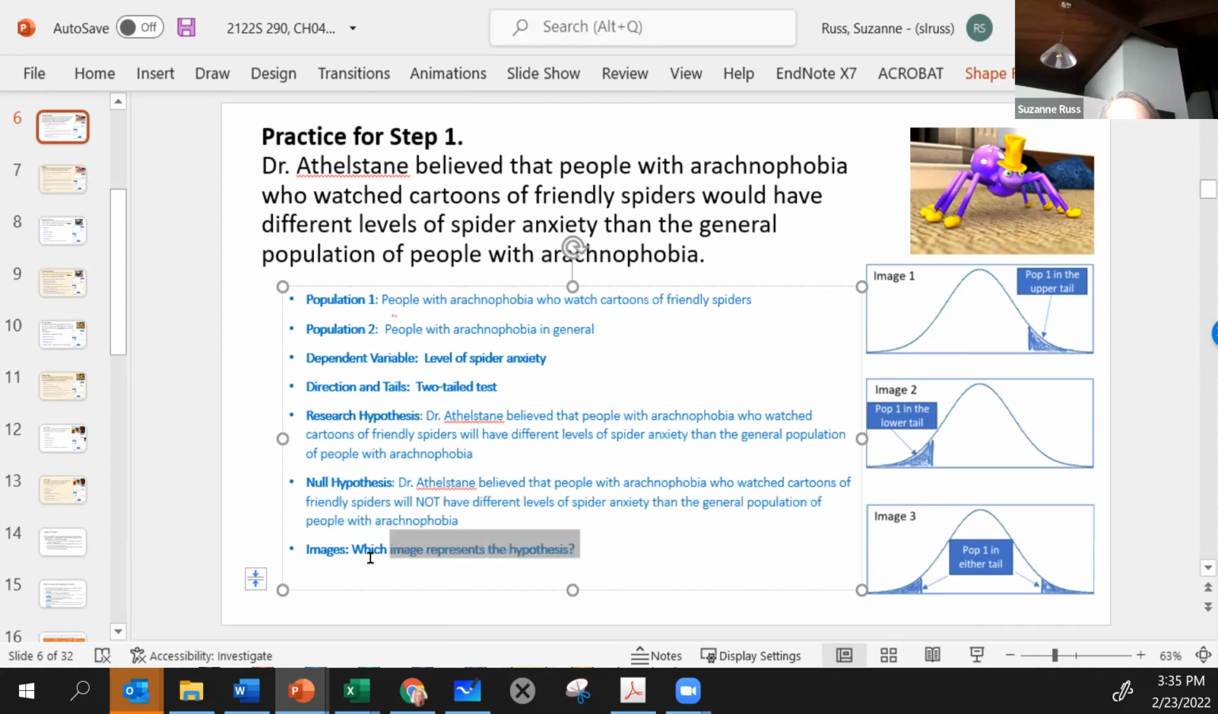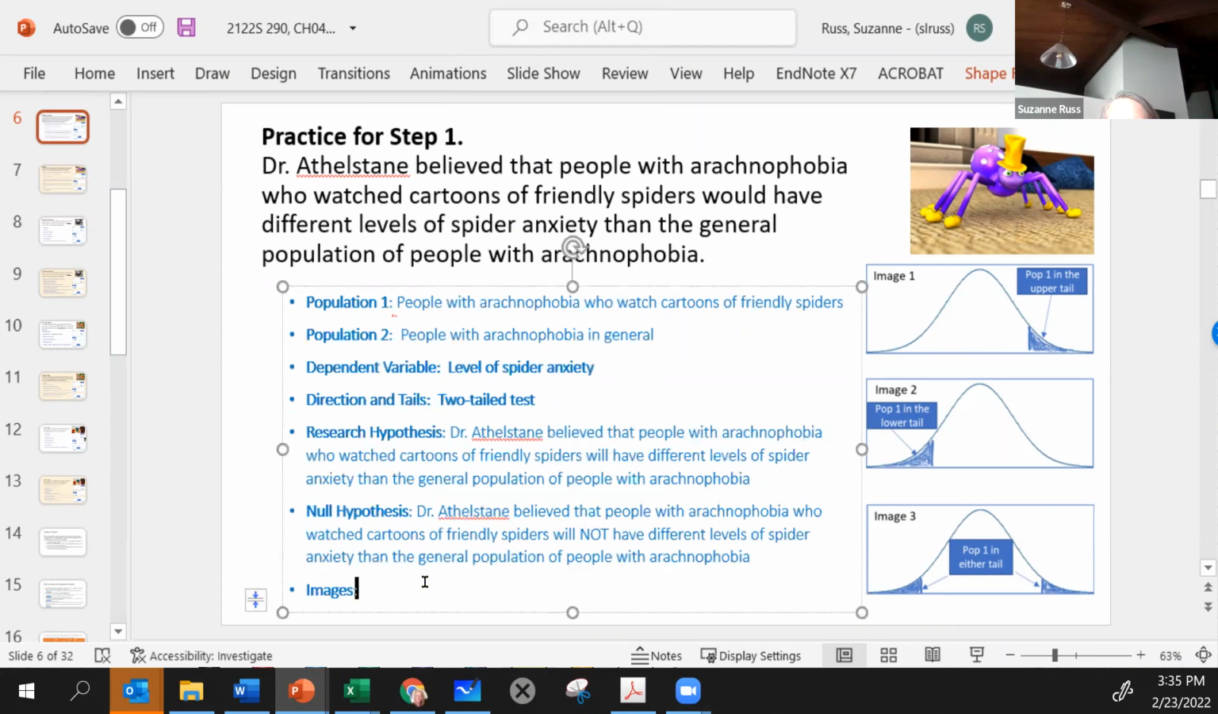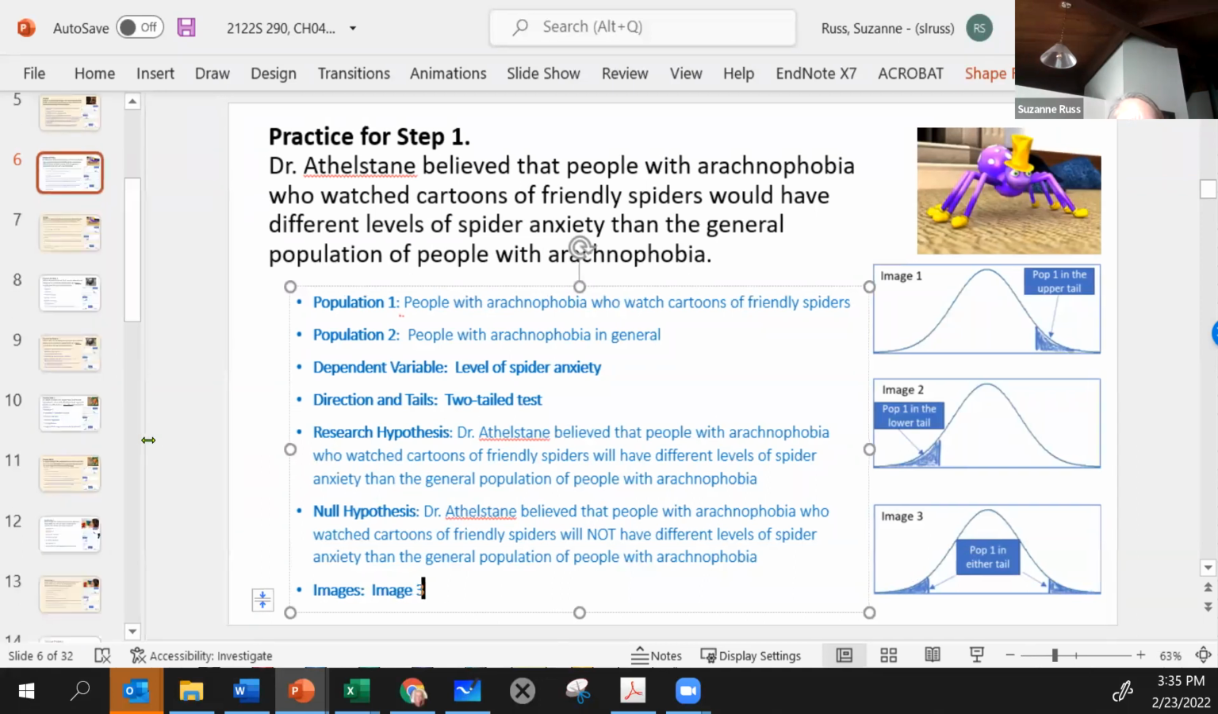And which image is the correct one for this researcher's hypothesis? Image one, image two, or image three? And three. Go ahead. Someone said three, and that's correct. All right. So this is how we go about parsing these problems.